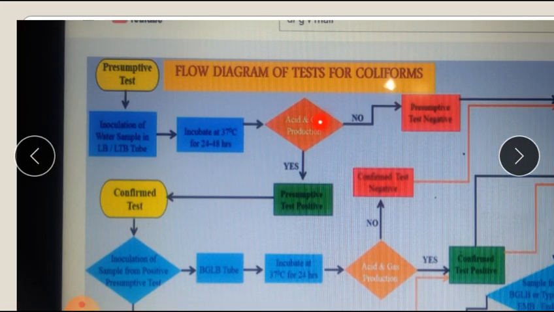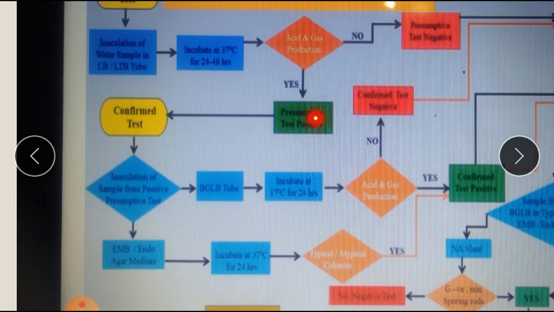If there is acid and gas production in the presumptive test, then the presumptive test is said to be positive. After it is positive, we are going to perform the next test, that is the confirmed test. In the confirmed test, you inoculate the sample from the positive presumptive tube in a BGLB tube and streak on EMB and endo-agar. Means the confirmed test can be performed by two methods, BGLB and endo-agar.